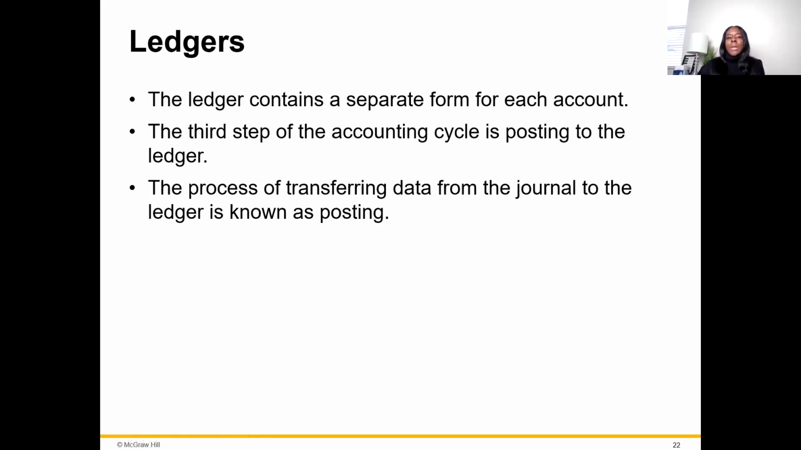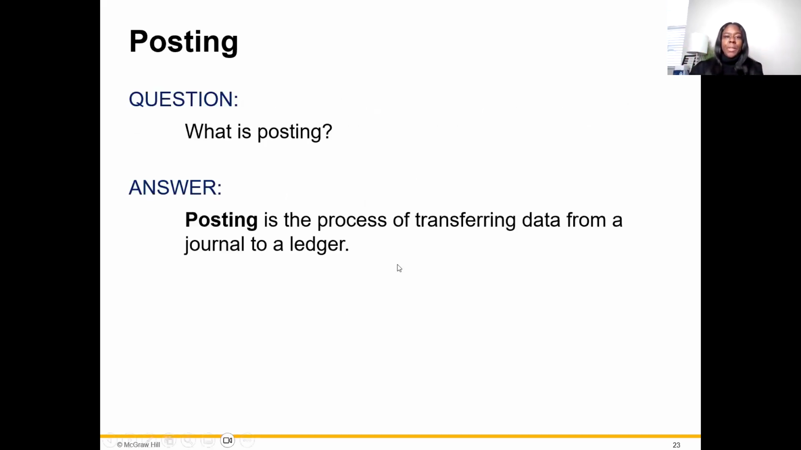So let's talk a little bit about ledgers. The ledger contains a separate form for each account. And the third step of our accounting cycle is now taking our journal entries and posting it to the ledger. This is just the process of transferring data from the journal to the ledger, which is called posting. So what is posting? Posting is the process of transferring data from the journal to a ledger. And this is where that post reference number, the fifth element of the journal entry, is going to come into play.